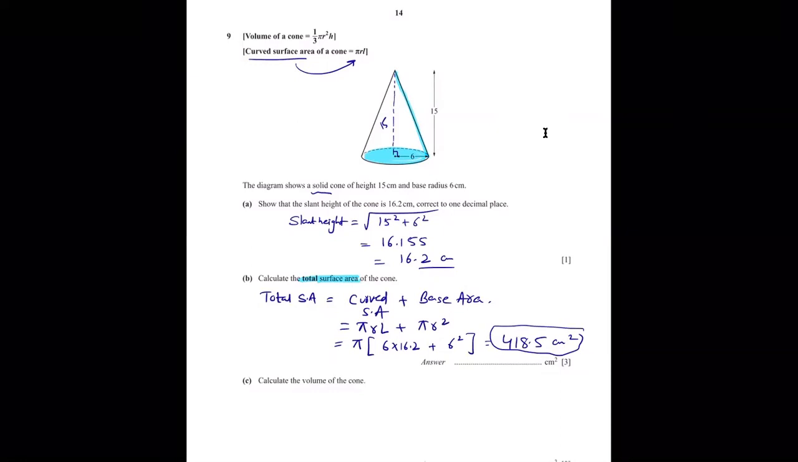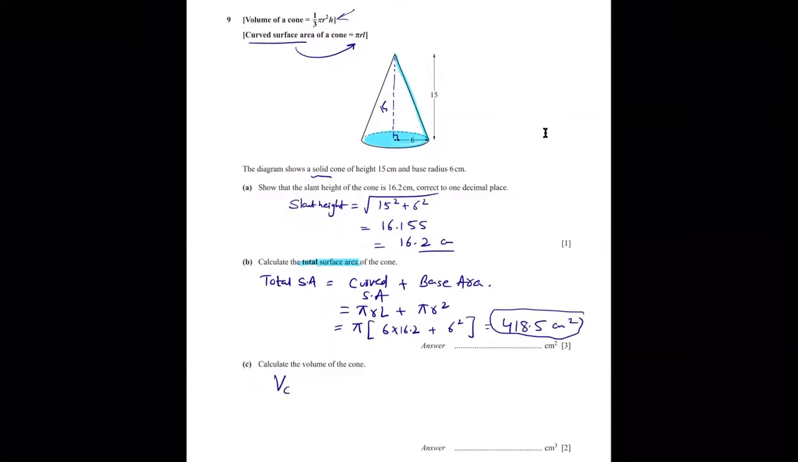The volume of the cone is given by 1 upon 3 pi r square h. The radius was 6. Now over here, does h represent the vertical height or the slant height? Vertical height, sir. Vertical height, and the vertical height is 15. So we are going to solve this.